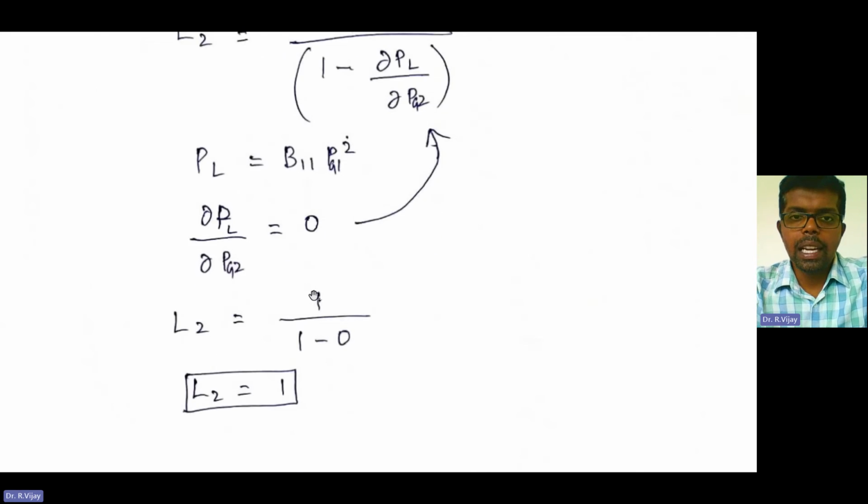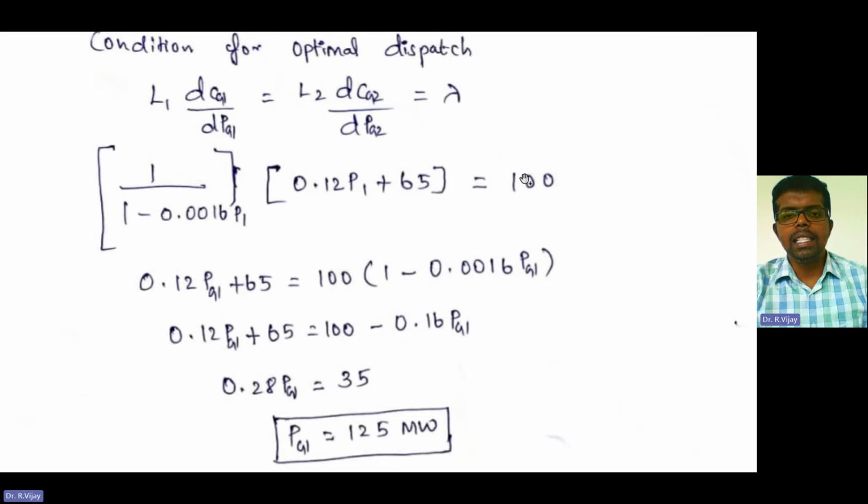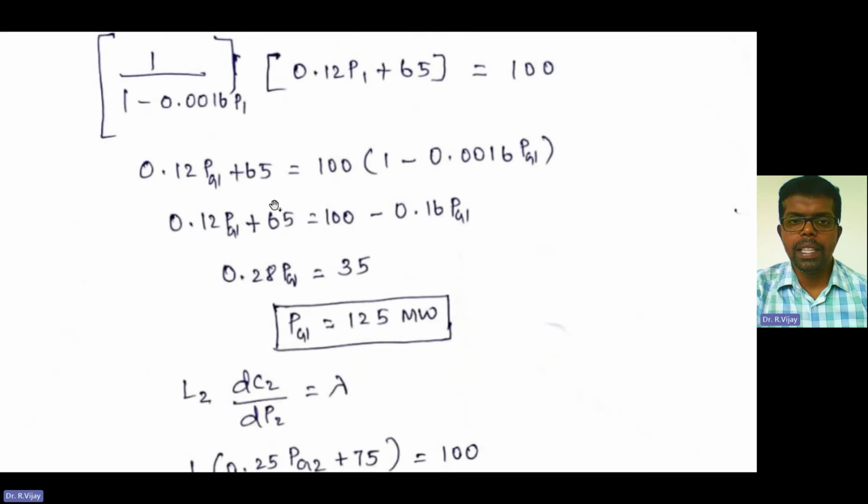So L1 we calculated, L2 also we calculated. Just substitute in this optimality condition, that is L1 into dC1 divided by dPG1 is equal to L2 into dC2 divided by dPG2 is equal to lambda. So just substitute L1, already calculated: 1 divided by 1 minus 0.0016 PG1, into dC1 divided by dPG1, already given, that is 0.12 PG1 plus 65, is equal to 100. Lambda is nothing but 100, that is given in the problem. So it is very simple. Simplify this equation and you can get PG1. So PG1 is equal to 125 megawatt.